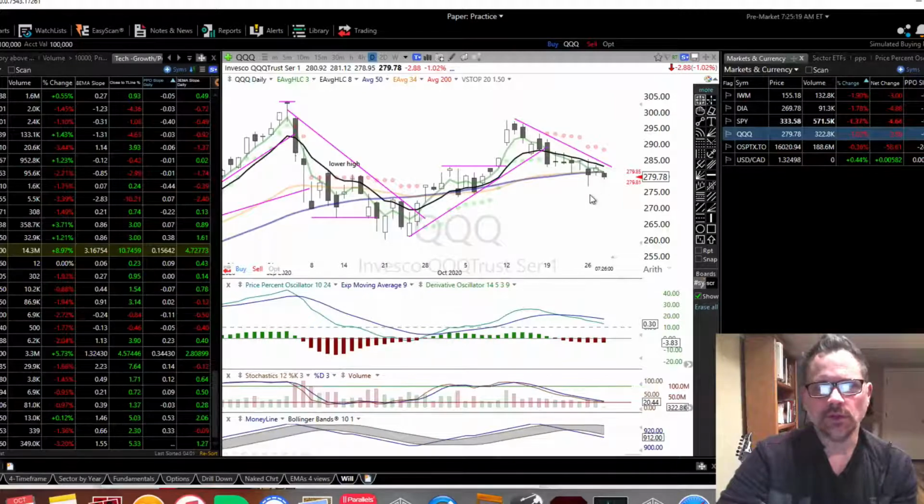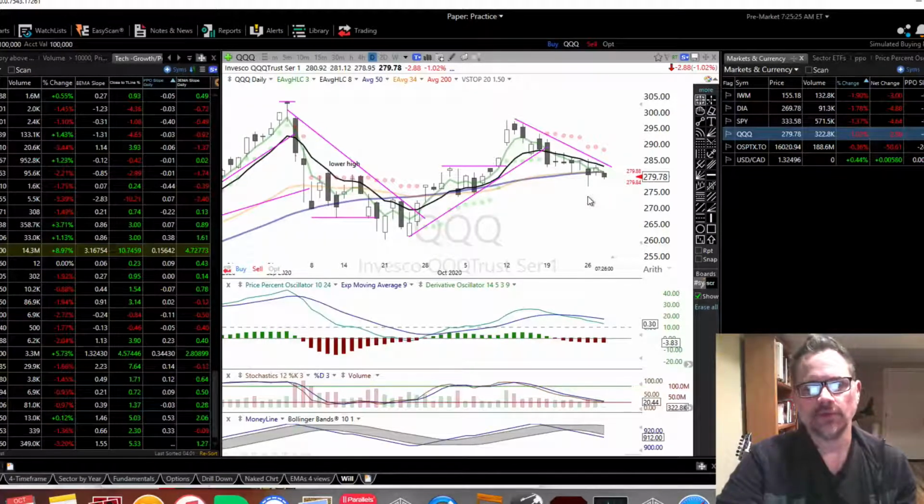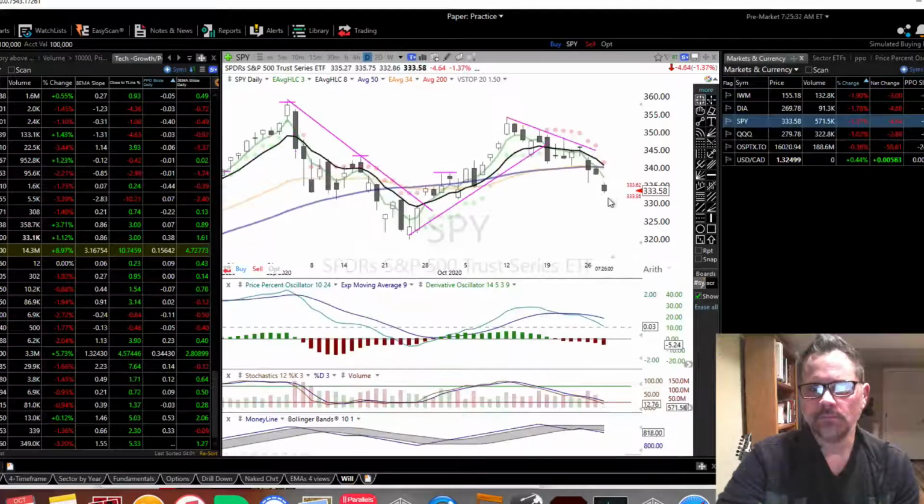So right now it's not looking good for the tech. Everything's selling off kind of because of COVID increasing cases, and also the elections coming up in the States. This has broken through the 50 more so than the NASDAQ.